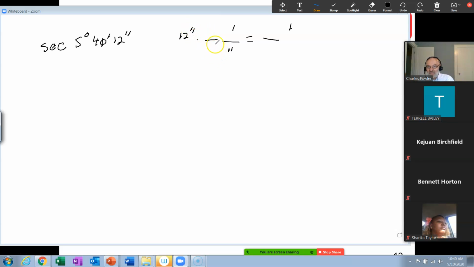Then the question is, how many seconds are in a minute, or how many minutes in a second? We know that 1 minute is 60 seconds. That's true in time, is true in angles as well. So in other words, divide the 12 by 60, and by the way, that would be a 5 here and a 1 there, because 12 will go into 60 5 times. So this is 0.2 minutes. Let's add that to the 40 minutes. So that gives 40.2 minutes times blank blank equal blank degrees.